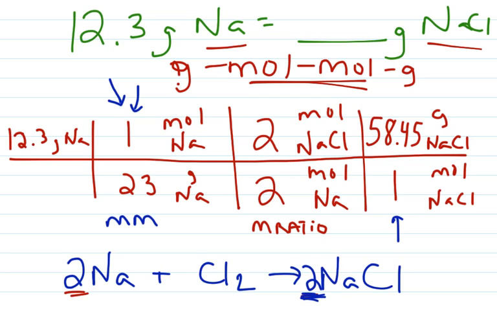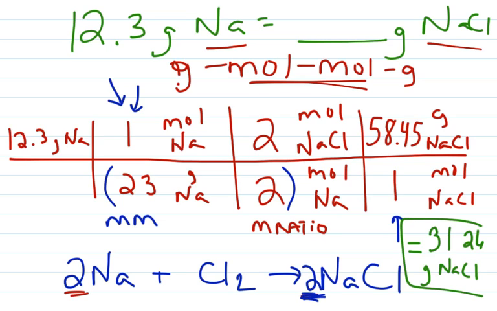So now, the really fun part, if that's not enough, you've got to calculate it. To calculate it, you always have to multiply across the top. 12.3 times 2 times 1 times 58.45. Then divide by the product of what's on the bottom. Remember, if you're putting this in your calculator, put these things right here in parentheses. It will make your life much easier. That way you don't have to worry about order of operations. So the answer that I end up getting for this problem, I'll sneak it over here on the corner, is 31.26 grams of NaCl. With 12.3 grams of sodium, that's how much NaCl I can make.